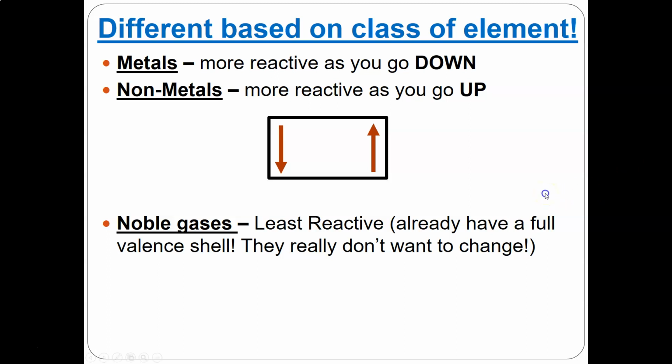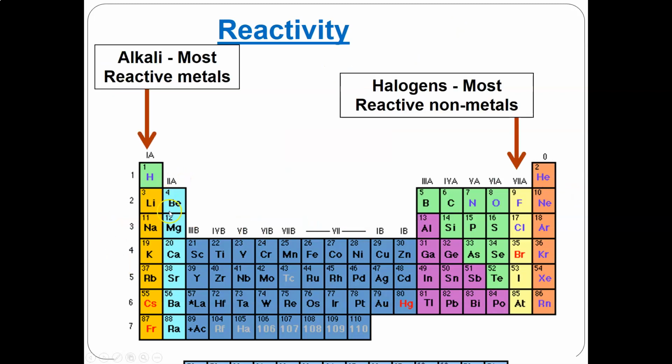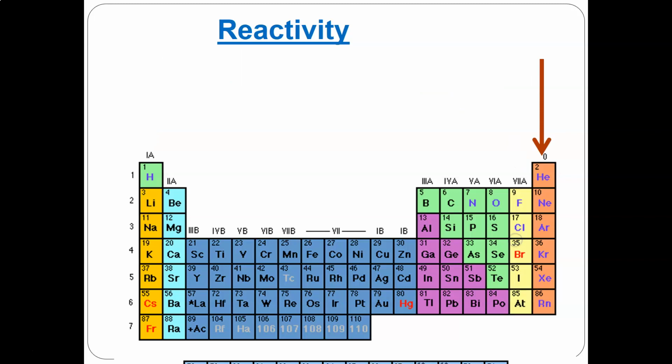If you look at the periodic table, the alkali metals are the most reactive metals, and then would be alkaline earth, and then transition as you go this way. So the furthest to the left is the most reactive metals. The halogens over here are the most reactive nonmetals. And then once again, those noble gases do not like to react. They are inert.